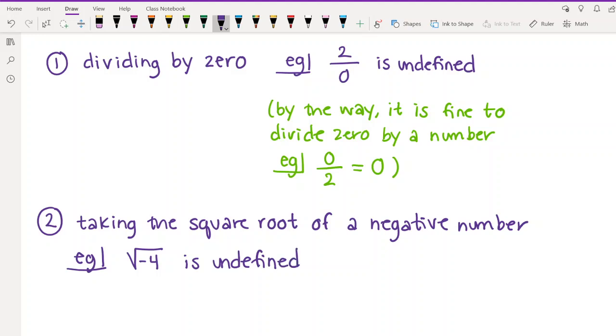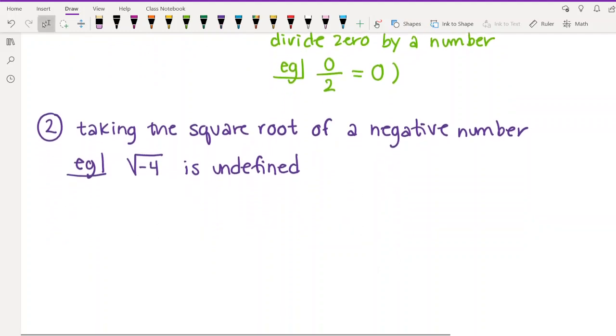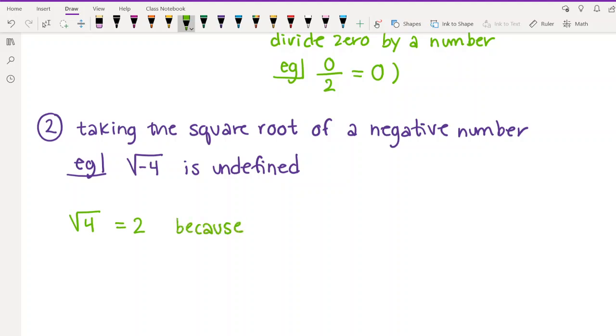So why is that? Well, think about what a square root means. If you take the square root of, let's say, 4, that's equal to 2. Why is that? That's because 2 squared is equal to 4. So square root is actually asking you to work backwards. Anytime you take a number and square it, you get something positive. So it just doesn't make sense to take the square root of a negative number.